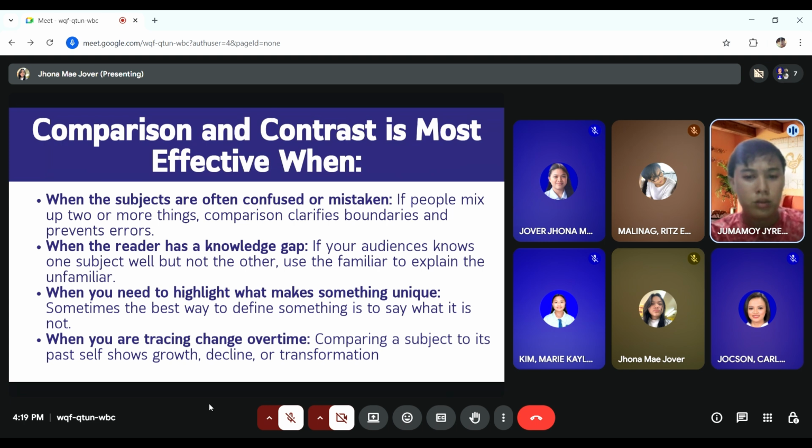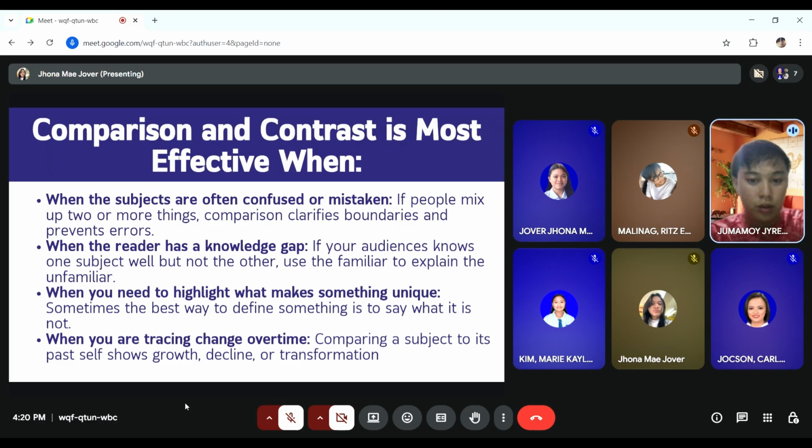In formal, we use the sentence, I do not know, while in informal, we use the sentence, I don't know. By comparing these two forms, we understand the concept of register, which refers to language variation depending on context and situation. The familiar example helps explain the broader linguistic concept. So the third is when we highlight what makes something unique. Sometimes the best way to define something is to explain what it is not.